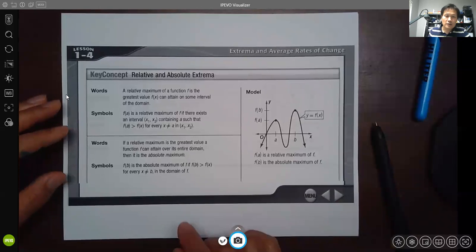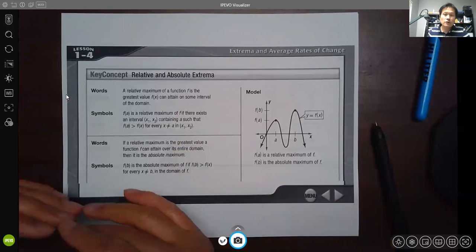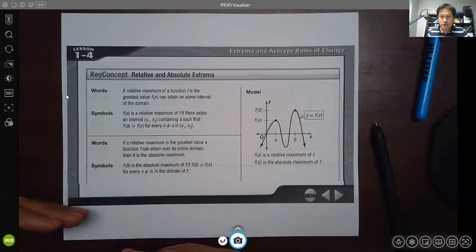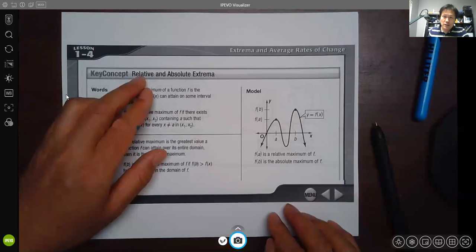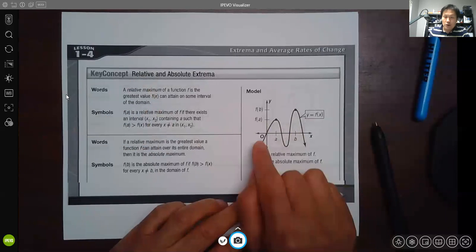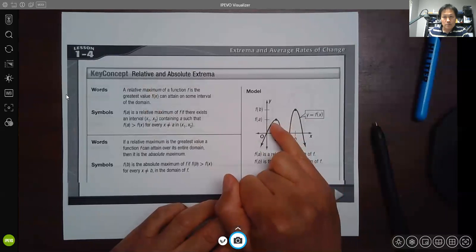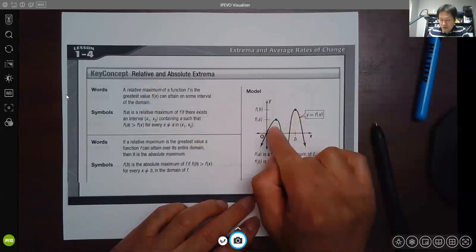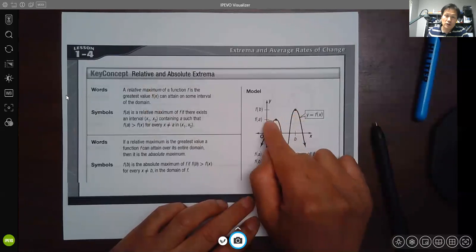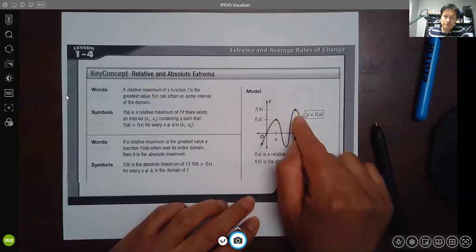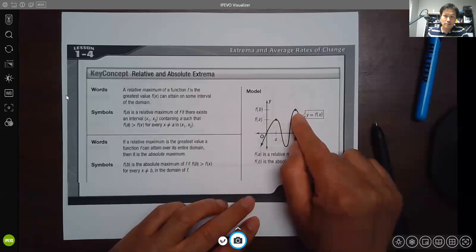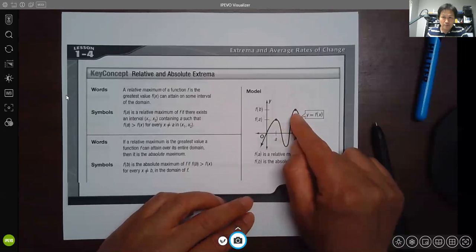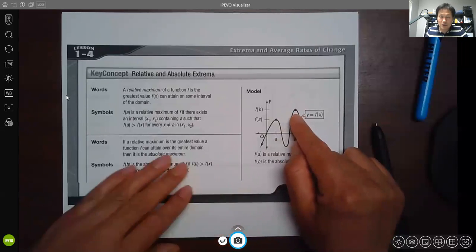Okay, relative maximum, absolute maximum, relative minimum, absolute minimum. We call these extrema. Relative means locally. So right here, that's a relative maximum, because it is a maximum locally. Absolute maximum is the very maximum. So this is the very maximum, so we say absolute maximum. Also, it's a relative maximum as well.